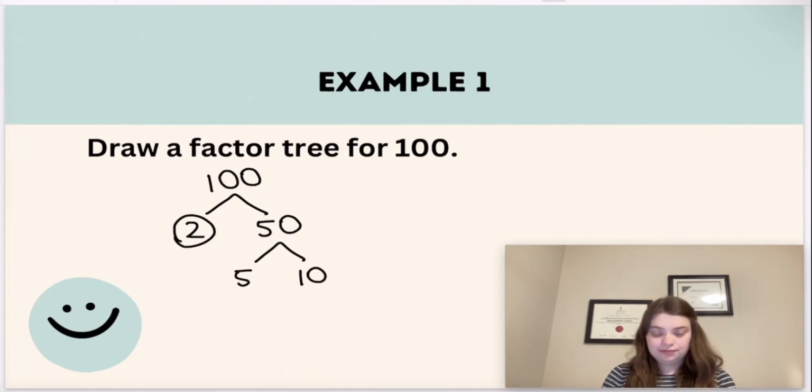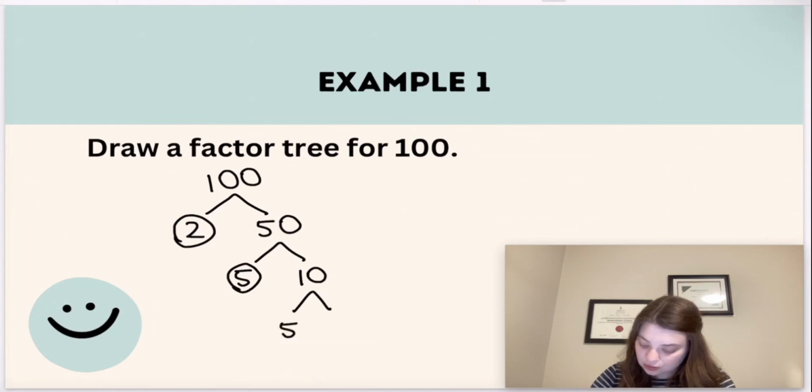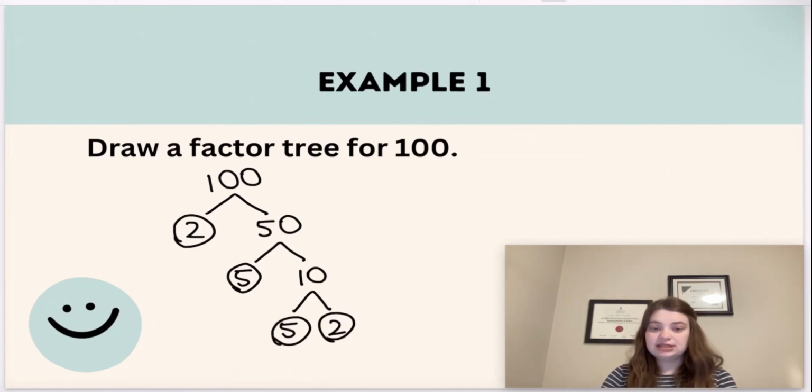And 5 is prime, but 10 is not, so I'll be circling 5. Then I have a 10 left. What two numbers multiply to make 10? Well, 5 and 2 make 10. So I'll be putting in 5 and 2 and circling those. And there we go.